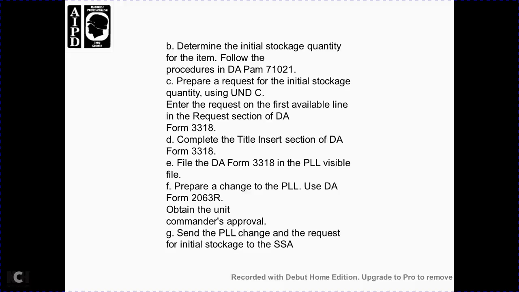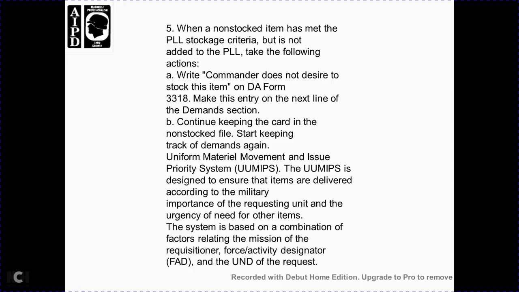Prepare the prescribed load list, DA Form 2063R, and obtain the unit commander's approval. Send the prescribed load list with the request for the initial stock to the SSA. When a non-stock item has met the prescribed load list stockage criteria, take the following actions. Where the commander does not desire the stock item, on the DA Form 3318 make the entry on the next line in the demand section. Continue keeping this card in the non-stock file.